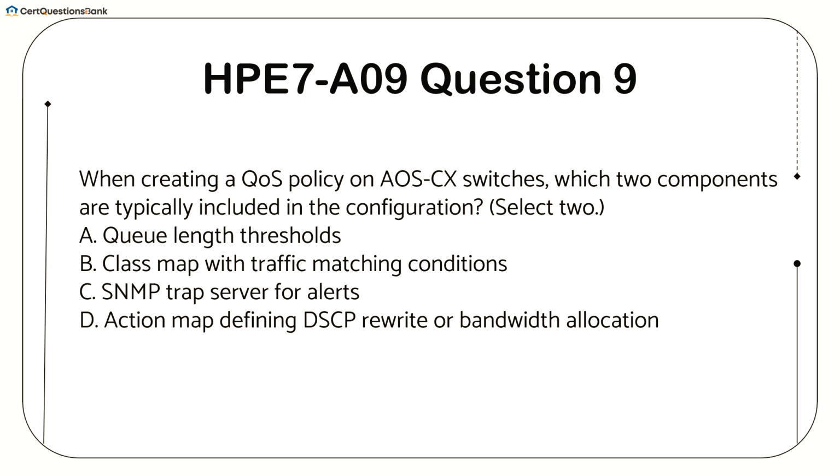When creating a CoS policy on AOSCX switches, which two components are typically included in the configuration? Select 2. A. Queue length thresholds. B. Class map with traffic matching conditions. C. SNMP trap server for alerts. D. Action map defining DSCP rewrite or bandwidth allocation.